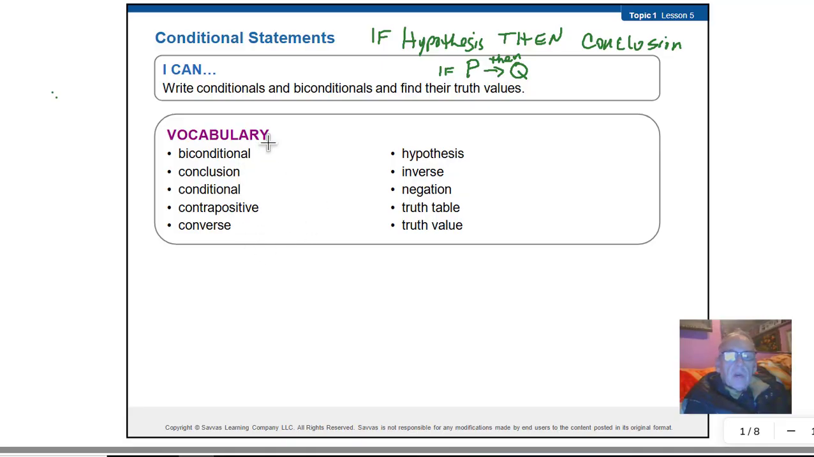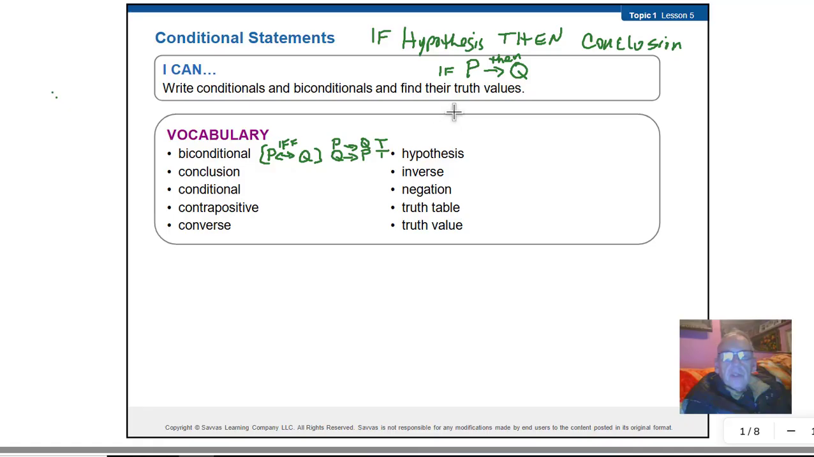So let's see. A biconditional is a special type of conditional statement that actually is true in both directions. So if Q, then P is true, and if P, then Q is true, and it's combined into one statement that has a double arrow. And a lot of times we read this as if and only if. So P if and only if Q. We'll see some more on this.